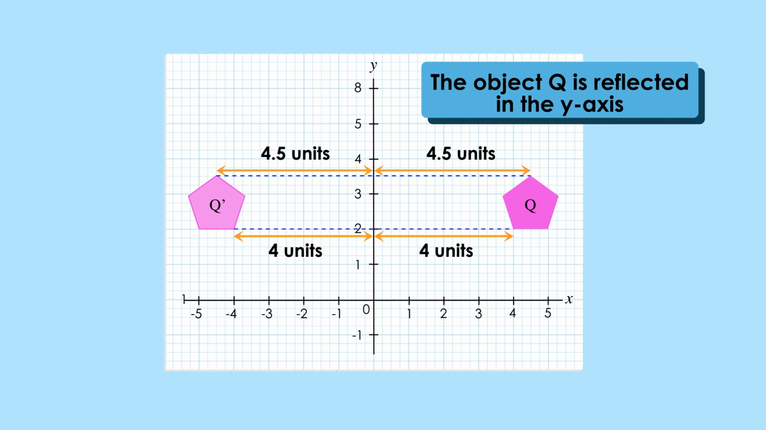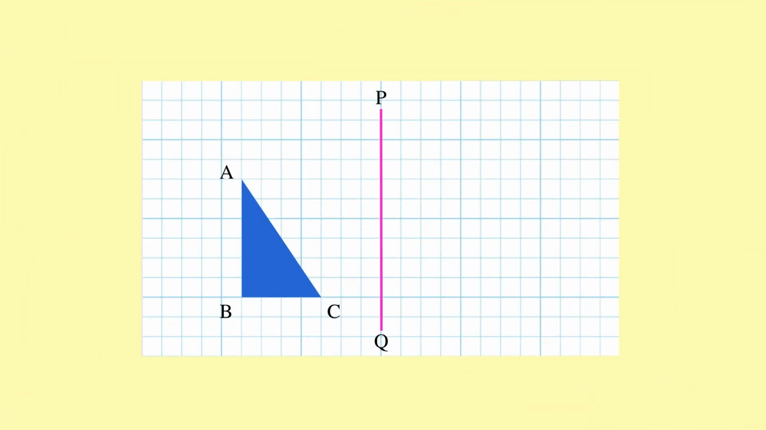Girls and boys, now let's solve these together. Can you draw the image of the triangle ABC with a reflection on the line PQ? Try it together with me. Sketch the image and line of axis on your grid paper.